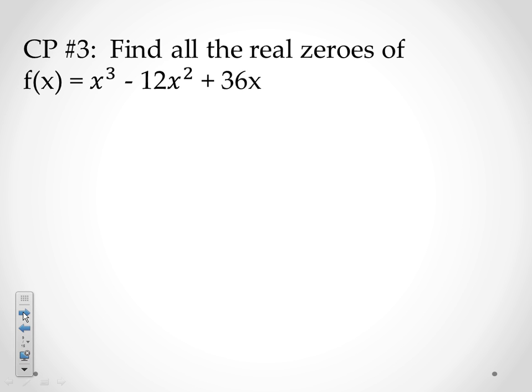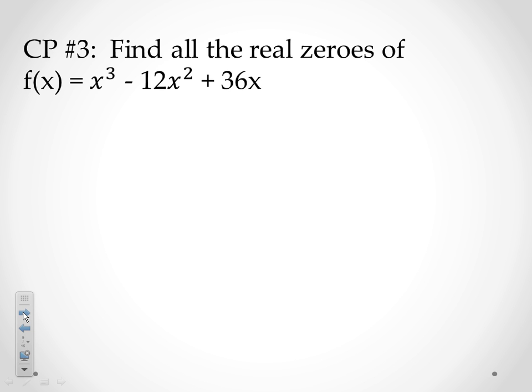So find all the real zeros of f of x equals 12x squared minus 36x. This one's checkpoint problem number 3. What page number was that? Checkpoint number 3 must be 256.